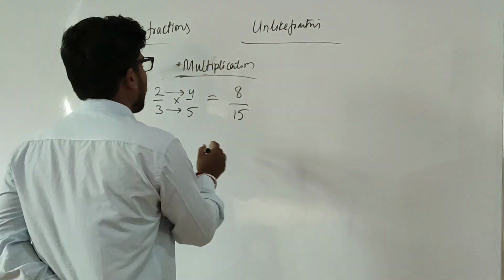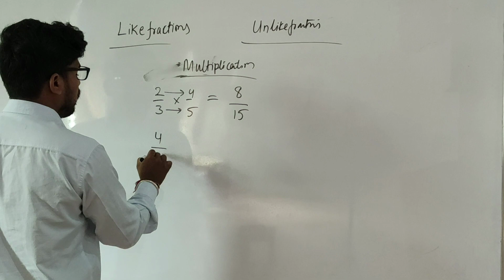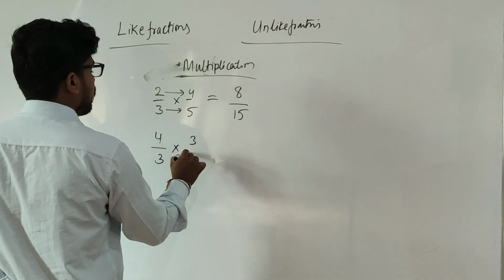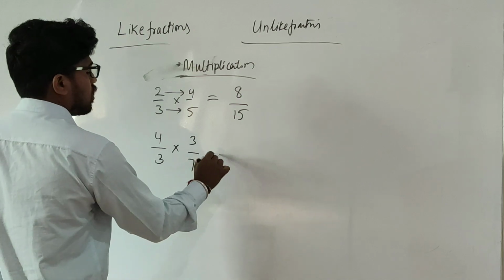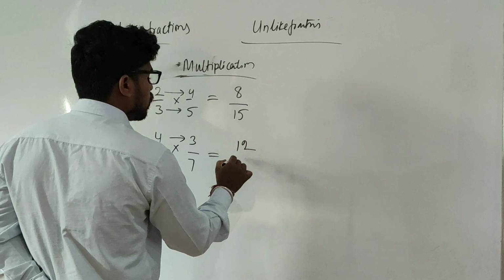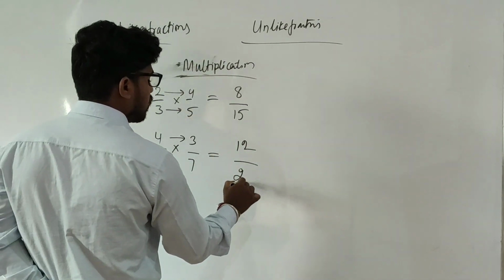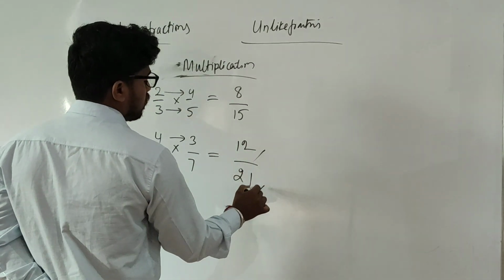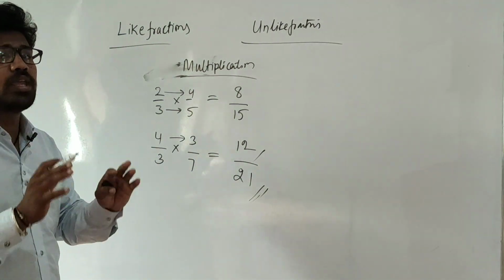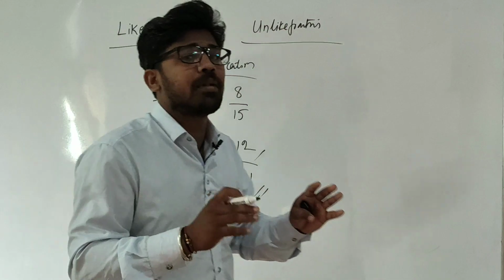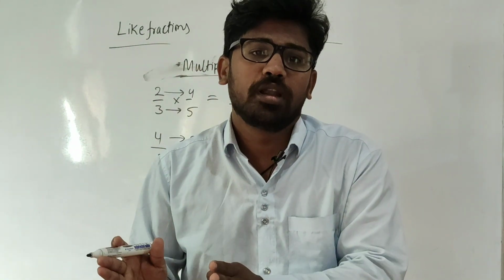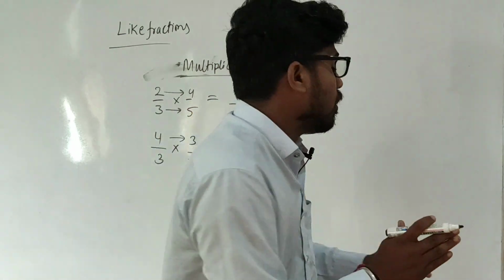Let us take a few more examples. 4/3 times 3/7. What will that be? 4 times 3 is 12, 3 times 7 is 21. That's it. This is the multiplication. Multiplications are very easy because we just multiply numerator to numerator and denominator to denominator of the other fraction.